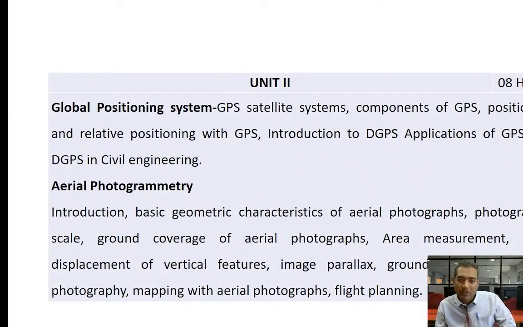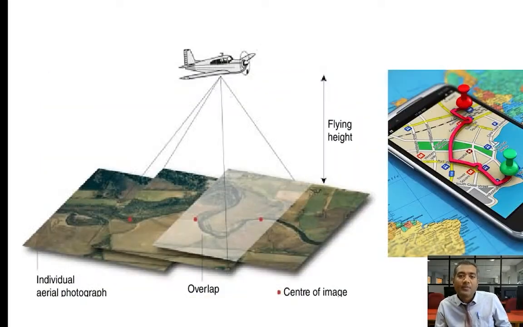GPS: how it works, how we get GPS signals, and how GPS receivers can calculate our location precisely. In the second part you are going to learn aerial photogrammetry, how to take pictures and how to convert the pictures into maps or measurable items. These are some of the examples.